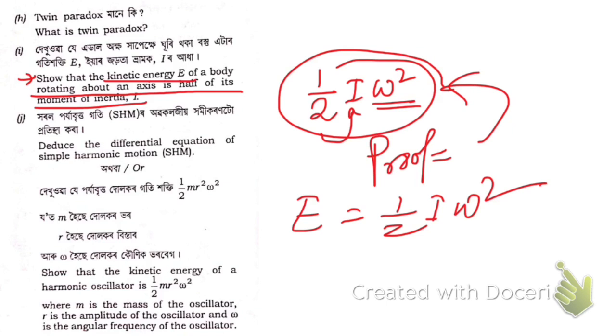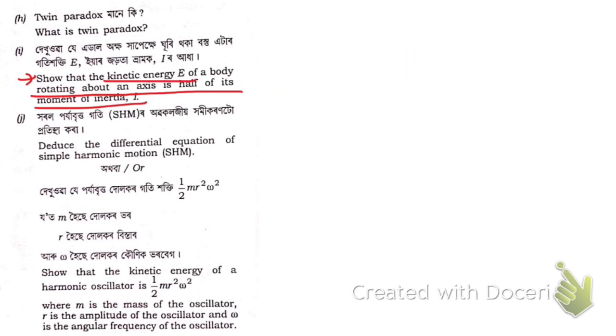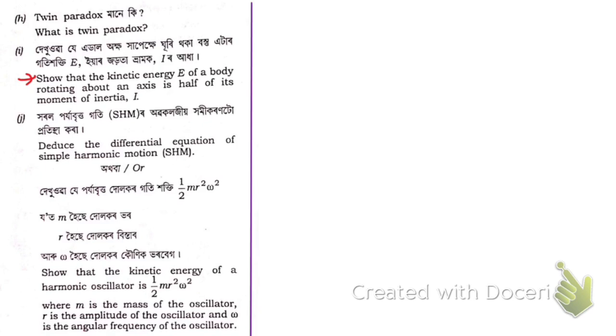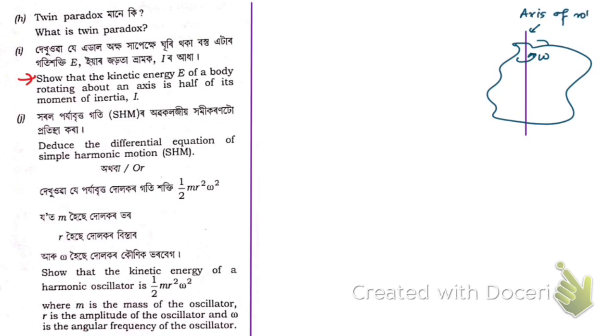Let me explain how to answer this. Let us consider a body which is rotating about this axis. This is the body, rotating about this axis with angular velocity omega. This is the axis of rotation. Then each particle of this body will be moving in a circular path like this, about this axis.